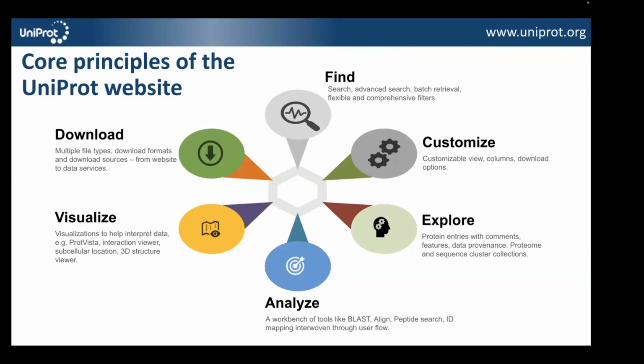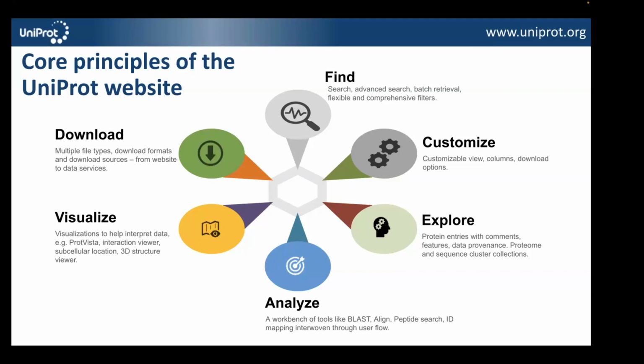So what are the core principles of the UniProt website? So first thing is to find the information that you want. There's an advanced search available on the website. So you can search by plain text or by searching for specific fields in the data that you want to look at. Also batch retrieval of data from the UniProt website. And all of this is flexible through filtering. You can also customize your views. So you can customize the view on the website and view only the bit of information that you're interested in.